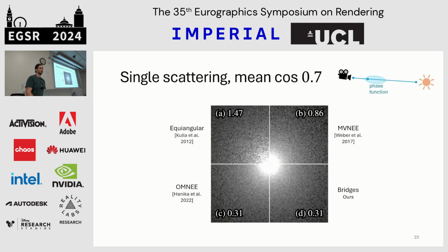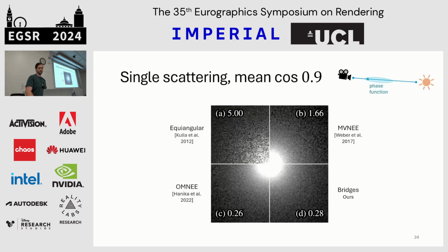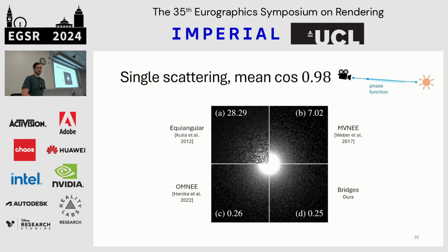And this changes once we go to more forward scattering. So here, the equiangular clearly becomes worse. And once we go to even more forward scattering, then also the multiple vertex NEE starts to get worse because it approximates the phase function. And ours and Omni can remain constantly good. This is to be expected because Omni was designed to handle especially this case.